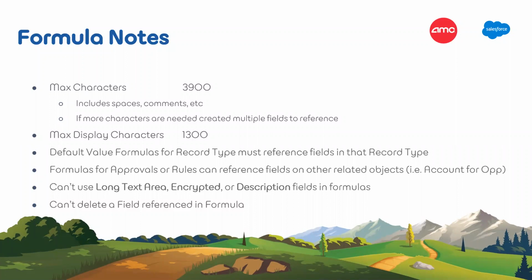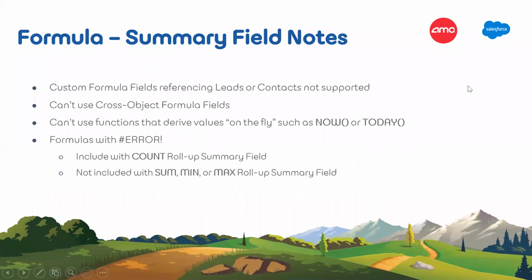You'll just get an error when you try and delete it. So those are all on formulas. There's another page specifically on how formulas are impacted in roll-up summary fields, which again, this led into a couple of the practice questions. So custom formula fields referencing leads or contacts are not supported.